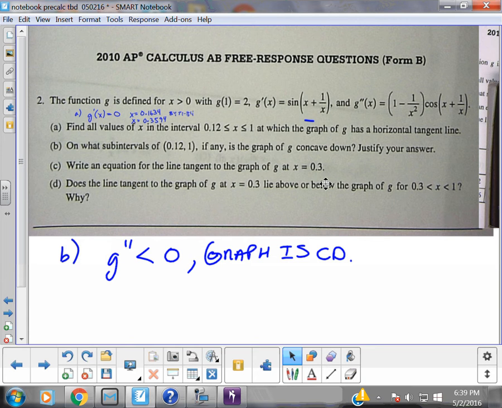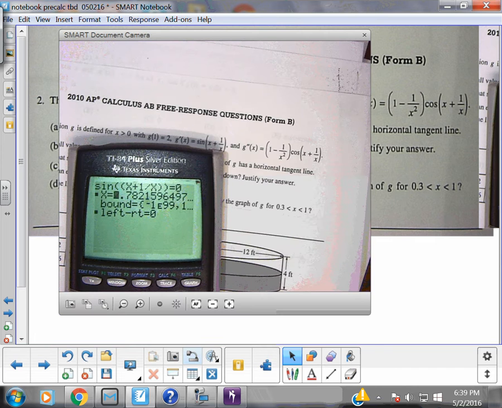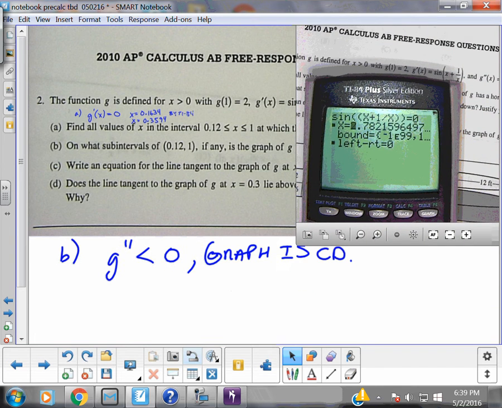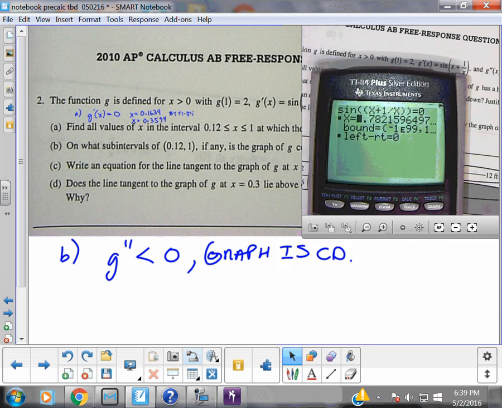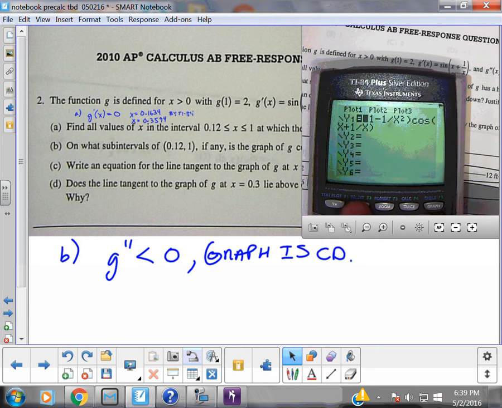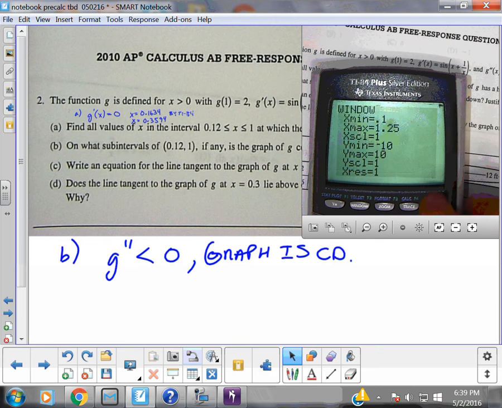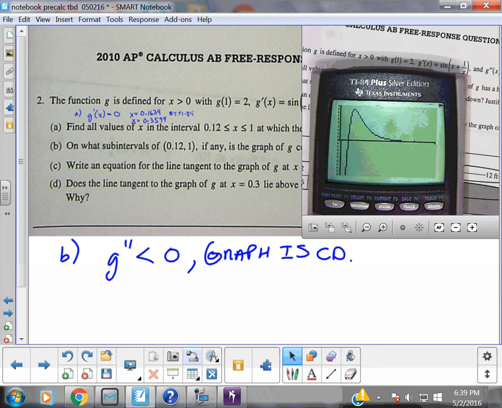Alright. On this one, I would be tempted to go ahead and use my graphing part. So I'm going to clear out of here. And I made a graph already, so I would enter the second derivative right there, 1 minus 1 over x squared cosine x plus, making sure I'm in radians. Set my window 0.1 to 1.25, negative 10 to 10. And we just graph it here. And I can see that it's negative right in here. So I'm going to have to find that portion where those two are negative.